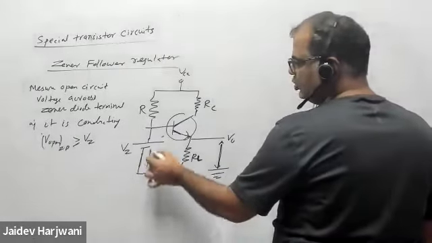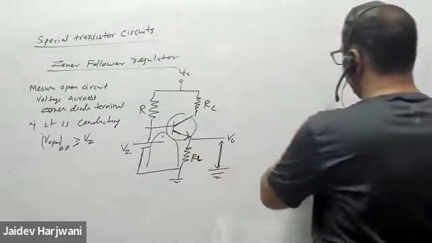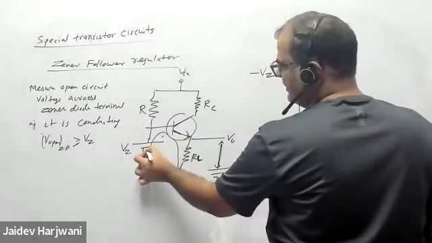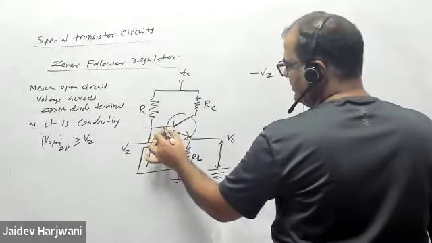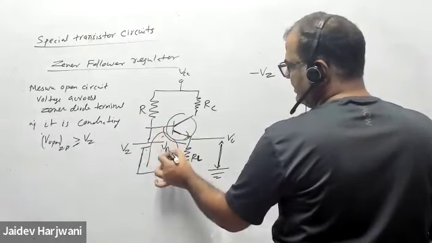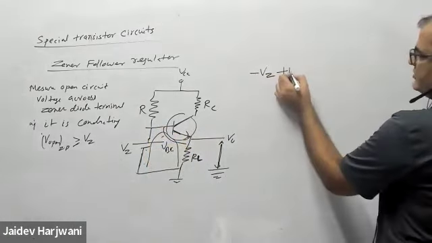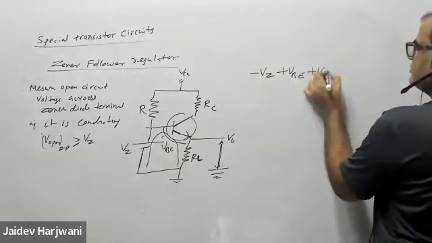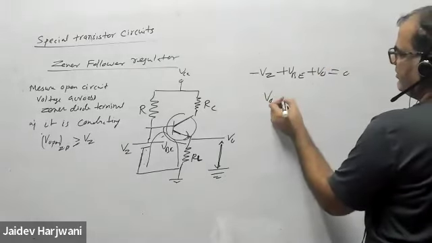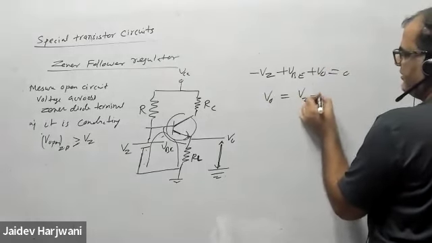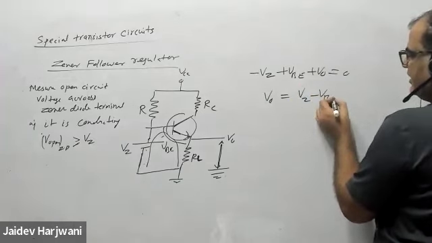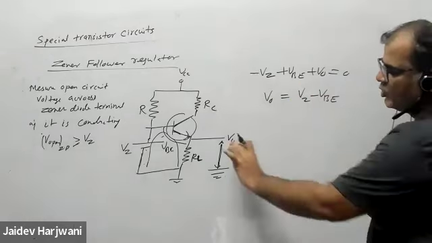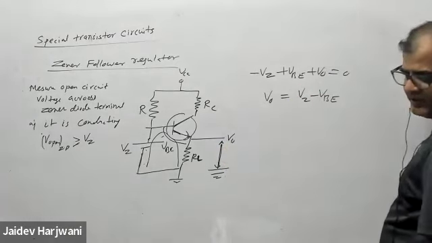Now you have a loop completed. So what I can write, in this loop, KVL: minus VZ plus VBE plus V0 equals 0. So V0 will become VZ minus VBE. Now this is the constant voltage. Once the Zener is on, this output becomes constant always.